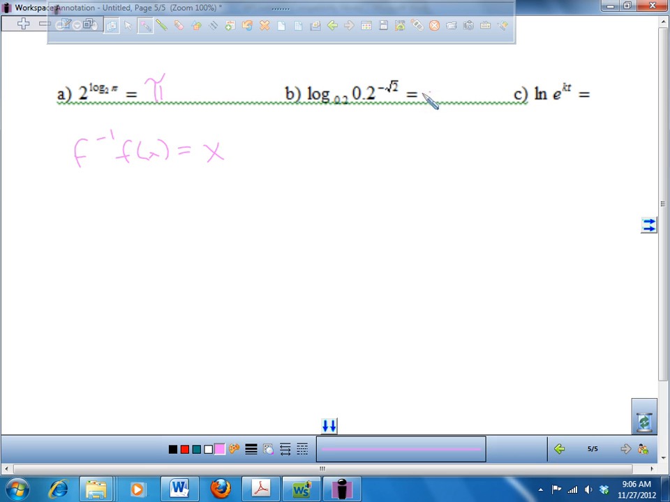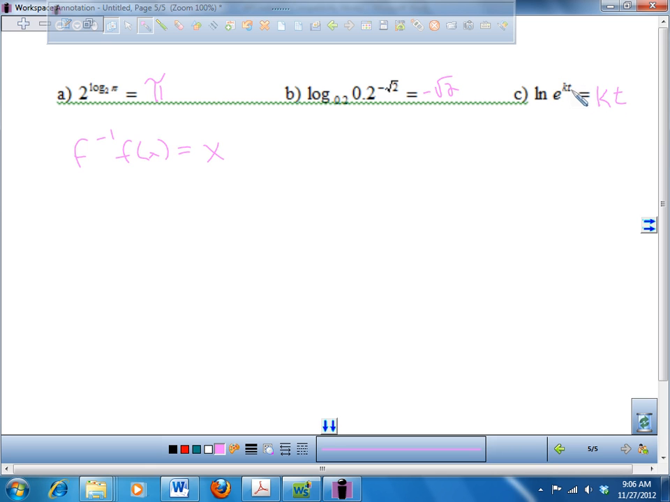Like root of 2. Just plain old negative root of 2. Because here is the logarithmic function base 2, and I'm taking this and raising it to the negative root of 2. And also, natural log is just a logarithmic function where the base is e, so what's this equal to? This is just equal to kt, because the natural log and e undo each other.